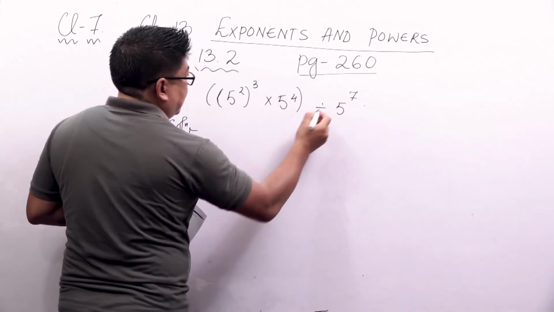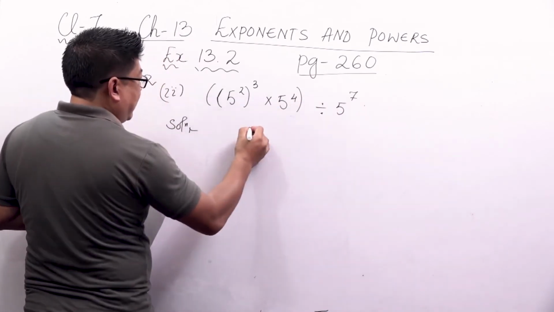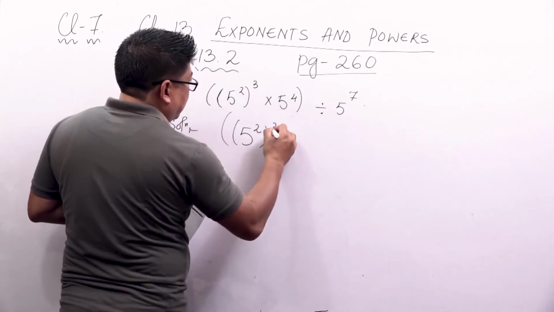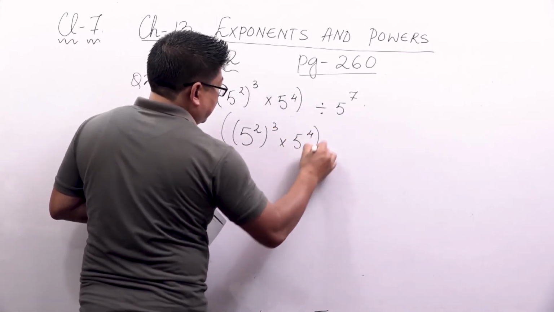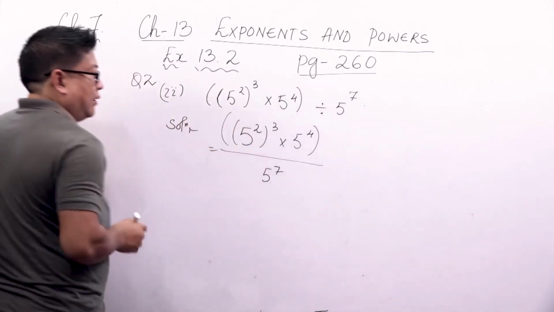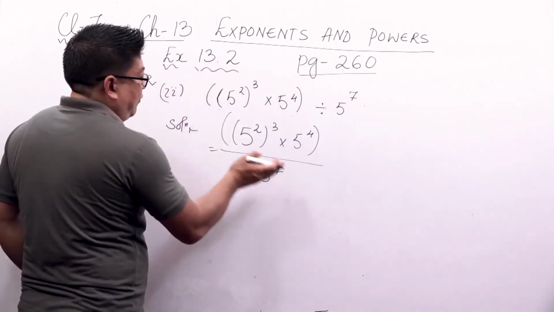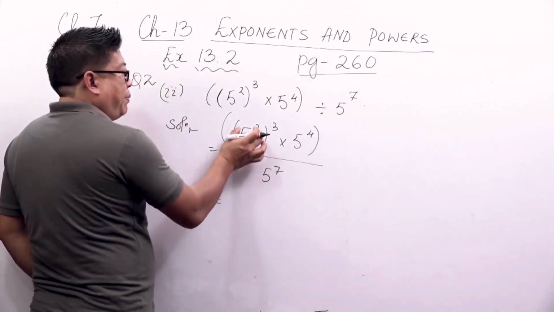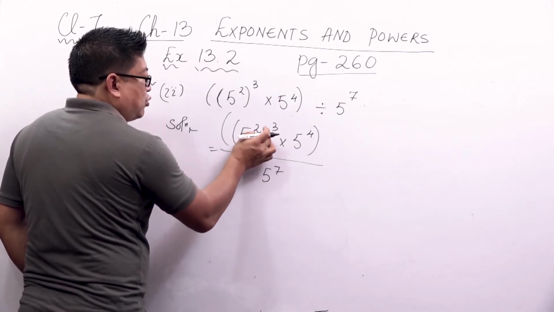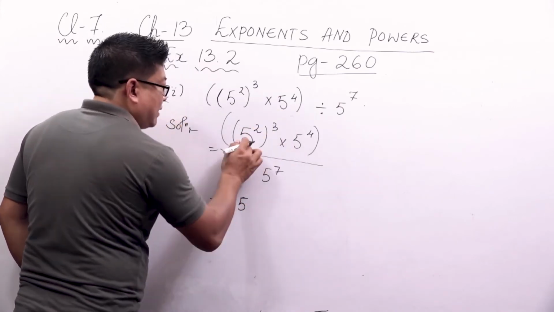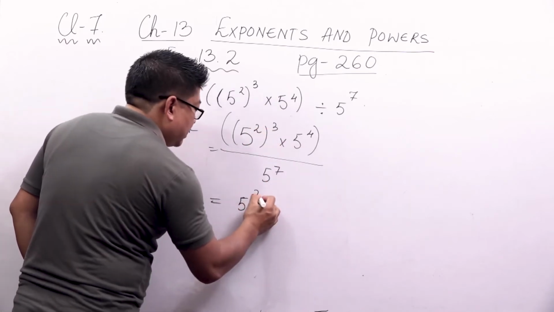Now this I can write as 5 to the power 2, like this, right? Divide, I'm going to write like this. Okay, now these two, I will first solve for this, the numerator. So you have seen powers of power. That means 5 to the power 2 and power 3. That means take 5 as the base, multiply the two powers.